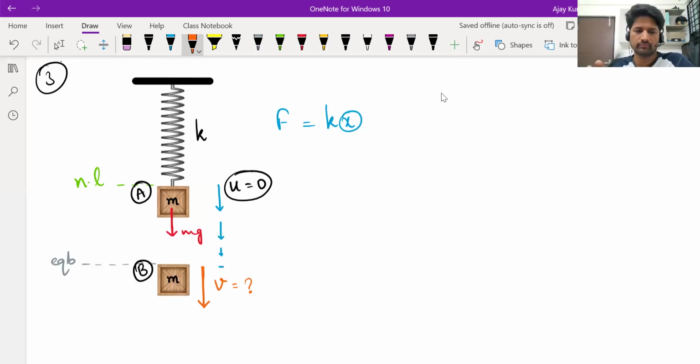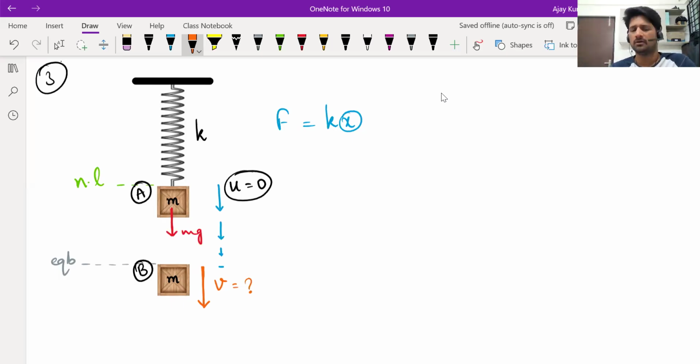Sir, we are taking the distance only up to mg/k, up to equilibrium. Distance is mg by k. Okay, correct. You know the distance, you know initial velocity, you need final velocity. How did you check or how did you confirm that acceleration is constant? Did you confirm that or not? No sir.